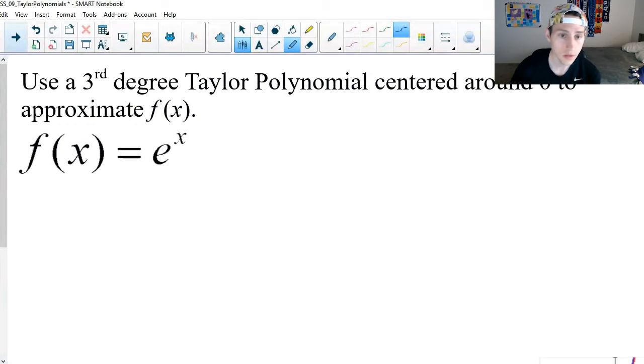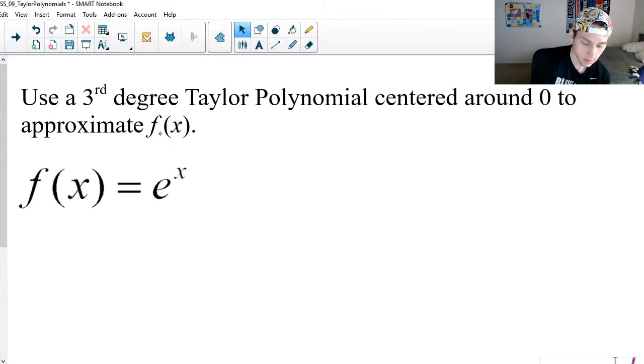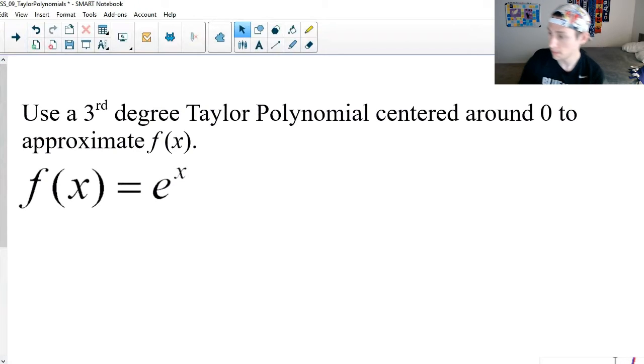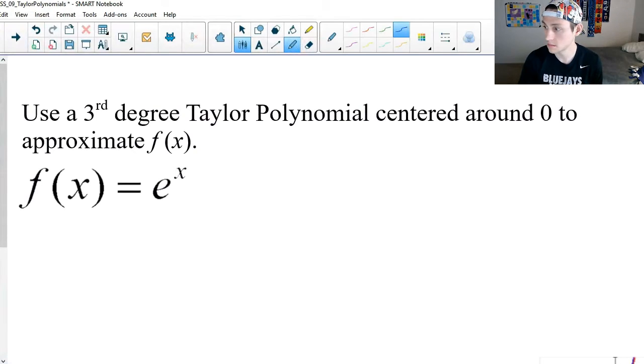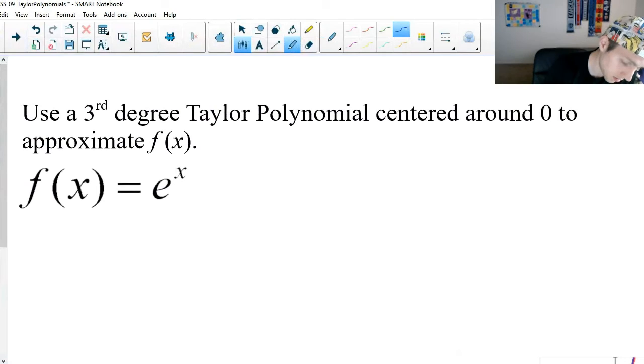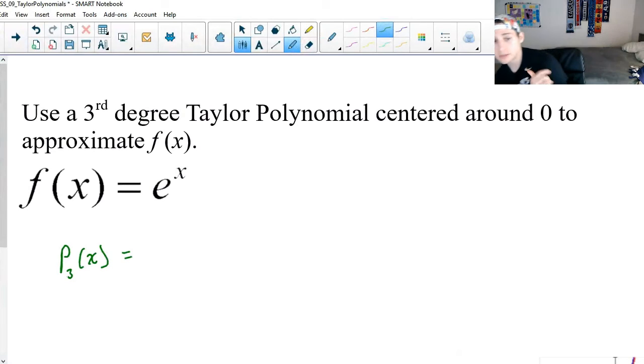So: use a 3rd-degree Taylor polynomial centered around 0 to approximate f of x. Let me shift this down so it's a little easier to see. So 3rd degree. A Taylor series or a Taylor polynomial always starts off with just the actual function.